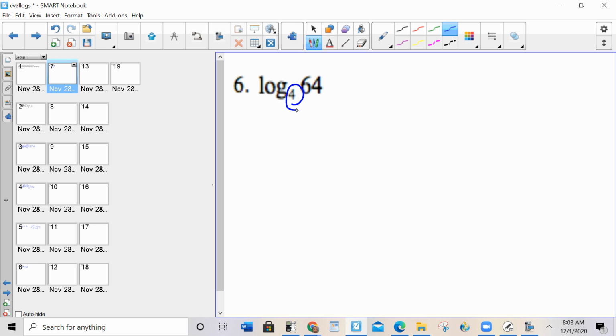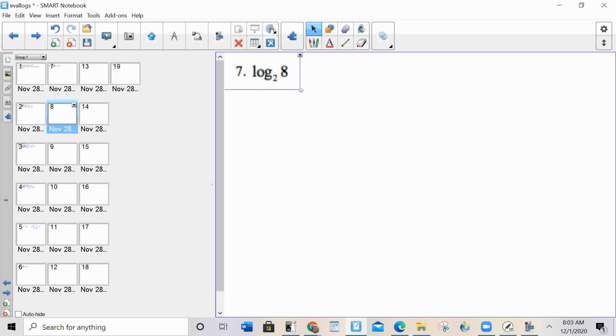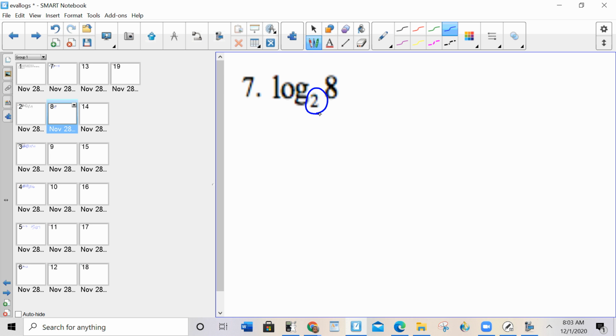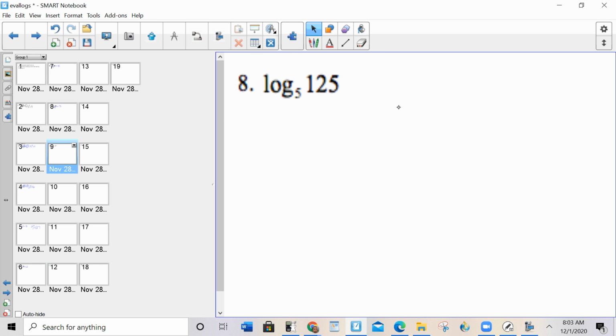Number 6, 4 to what power is 64? Well, 4 times 4 is 16. 16 times 4 is 64. 4 to the third power is 64. Number 7, again, I'm looking at the base. 2 to what power is 8? 3. 2 times 2 is 4, times 2 is 8, 2 to the third is 8. And finally, for number 8, again, I'm looking at the base. 5 to what power is 125? 5 to the third power is 125. 5 times 5 is 25. 25 times 5 is 125.